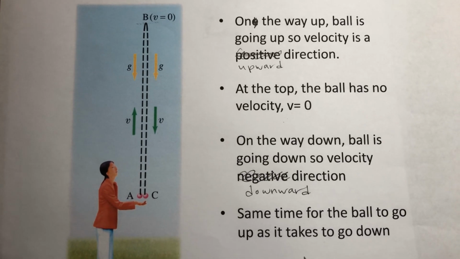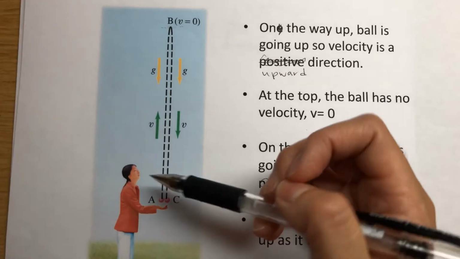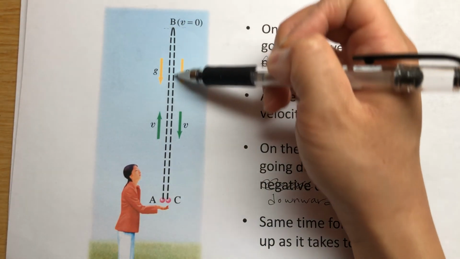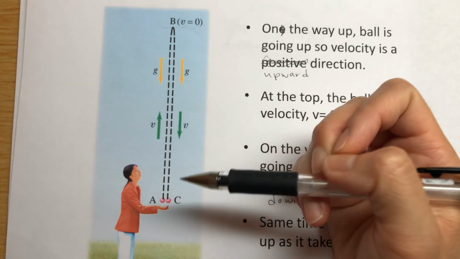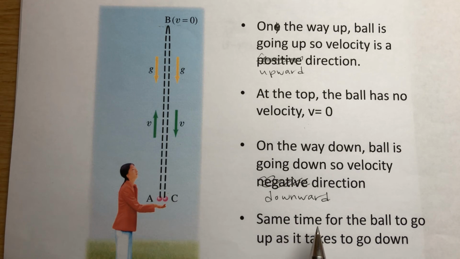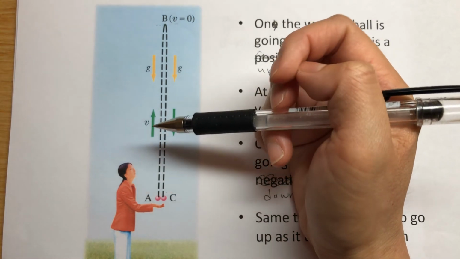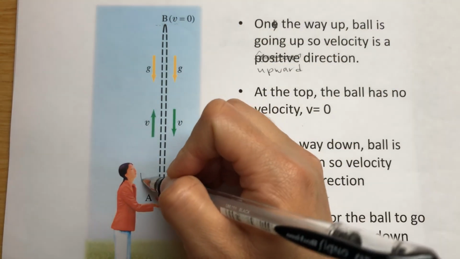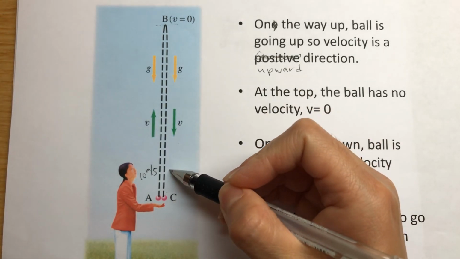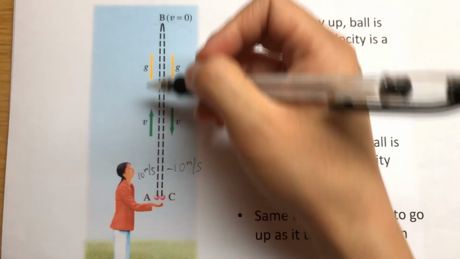And the ball's motion is symmetrical about the maximum height. You see that there's symmetry in that motion. So the time it takes to go up is the same time it's going to take to go down. Another thing we're going to see is that the velocity is also symmetric in a way. So if this starts at 10 meters per second up, at the same height it's going to be the opposite, negative 10 meters per second. And it's just going to go gradually to 0.